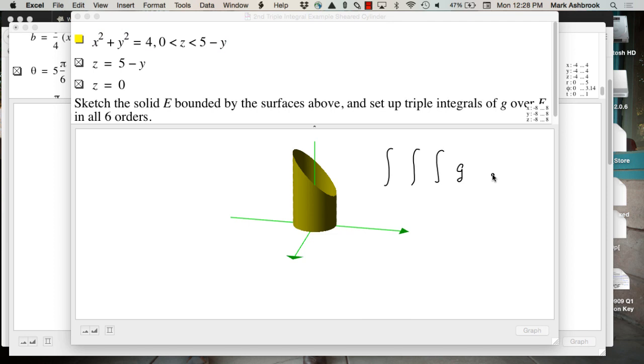All right. Let's see who. Richard, did you get it? Tell me. 5 minus r sine theta. Okay. Okay, and then we're going to integrate what? Okay, what do we think? How do you do?